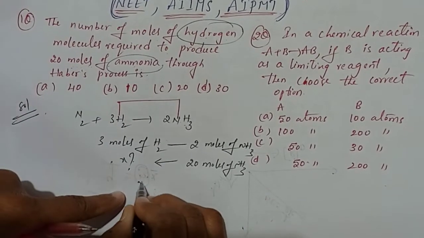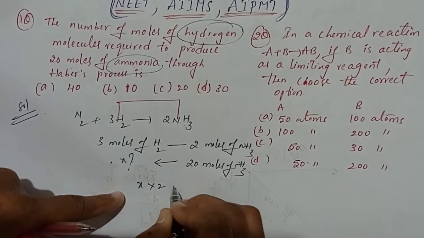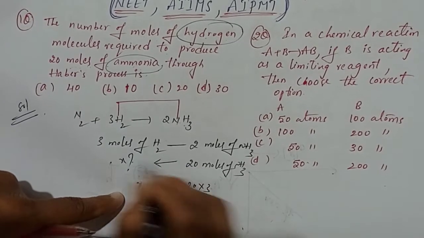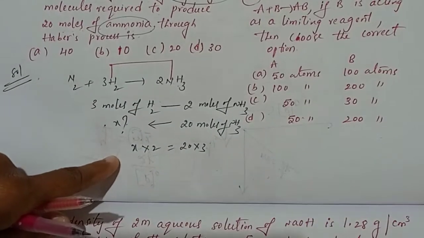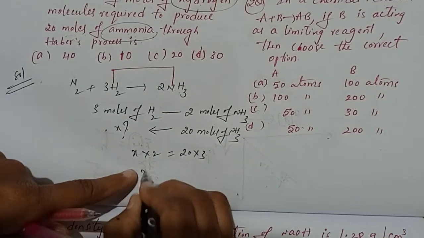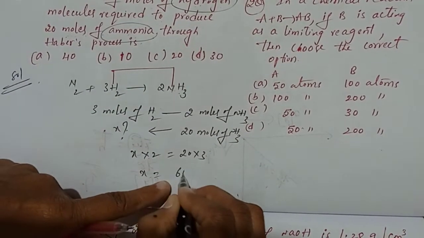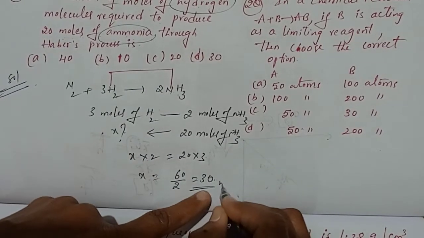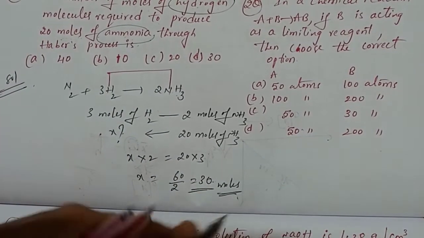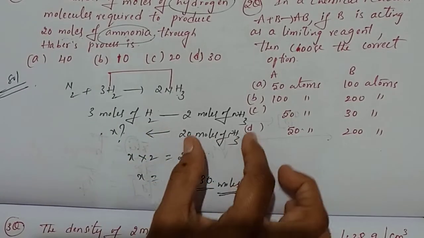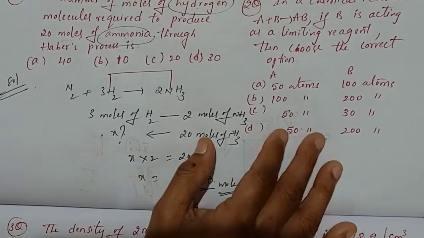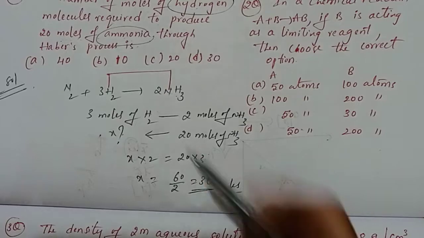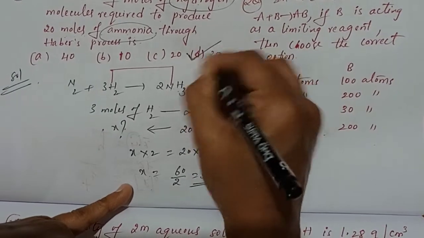So now just cross multiplication: x into 2 is equal to 20 into 3. 20 into 3, how much will you get, students? x is equal to 60 by 2, how much? 30. So the answer is 30 moles. So 30 moles of H2 is required to produce 20 moles of ammonia. Option D is the correct one.